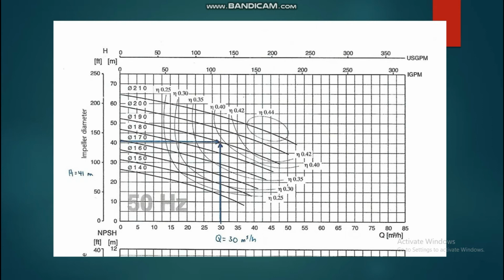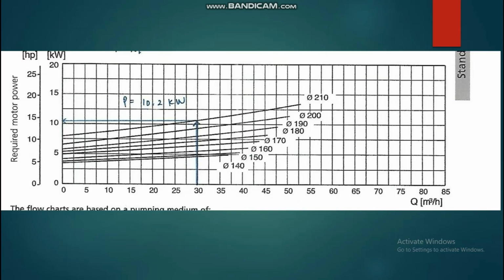Next, after we extrapolate at Q equal to 30 and the flow head of 41 meters, we get the pump efficiency of about 39%. And we extrapolate the required motor power graph, and we get the power required by the plant is 10.2 kilowatts.